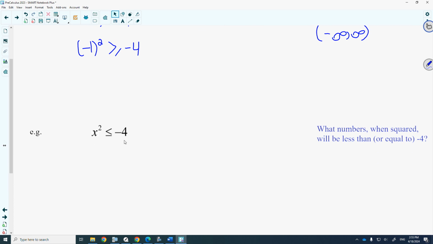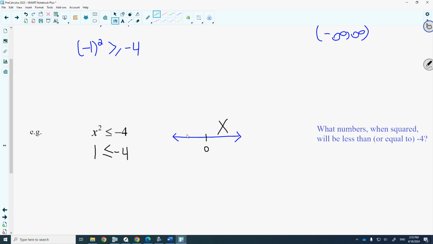Normally, you'd want to bring your 4 to the left-hand side. We're going to get x squared plus 4. We can't factor. So if you can't factor, you got to reason your way through this. So I'm going to pick 0, and I'm going to pick a number greater than 0. I'll pick 1 or 2, right? 1 squared is 1. Is 1 less than or equal to negative 4? So is that true? No, 1 is not less than negative 4.